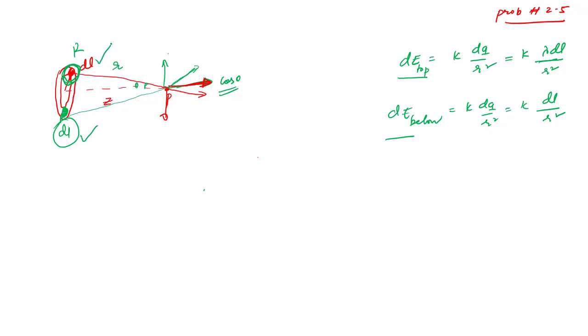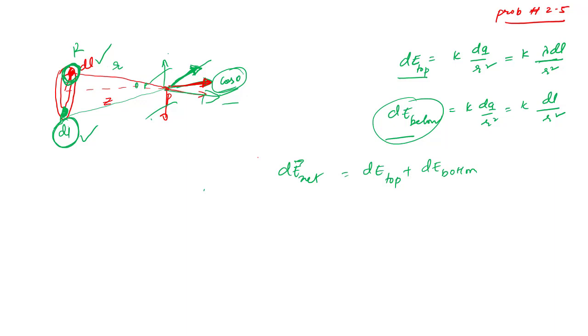The fields coming from here and here are along 2 different directions. So this is pointing this way. The one at the bottom, the one at the top is pointing this way. So only the vertical components cancel out, and only the horizontal cosine theta component survives. So dE net coming from these 2 tiny charges is equal to dE top plus dE bottom.